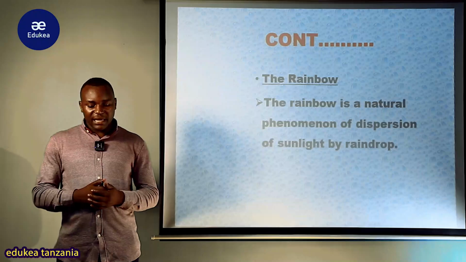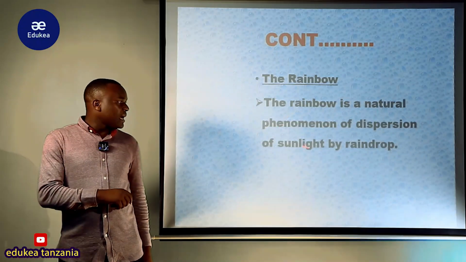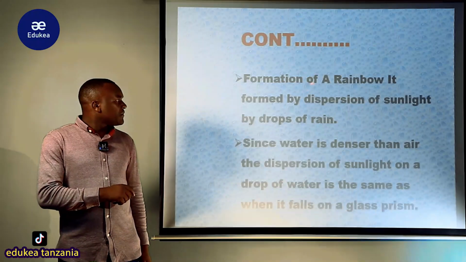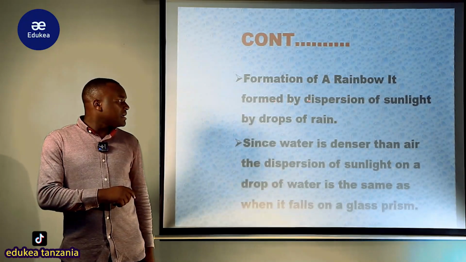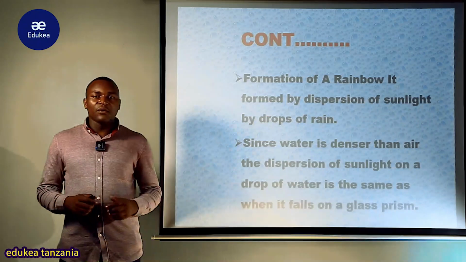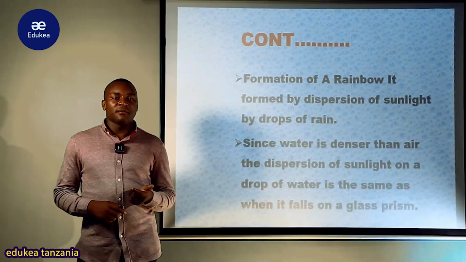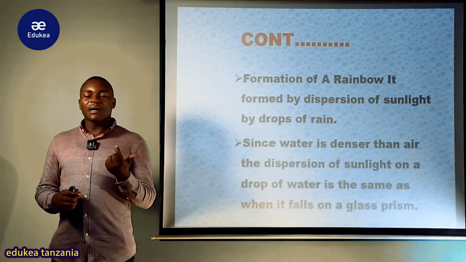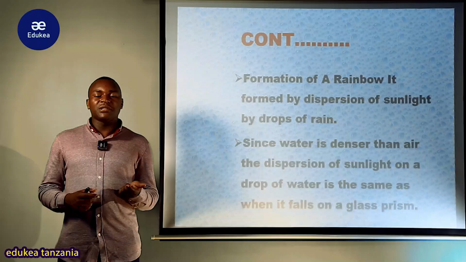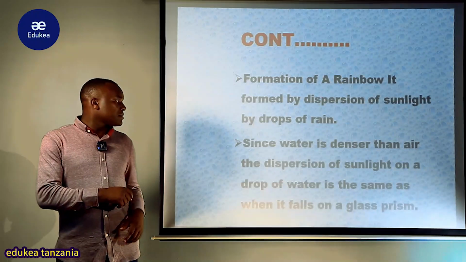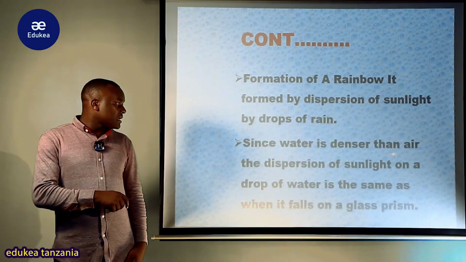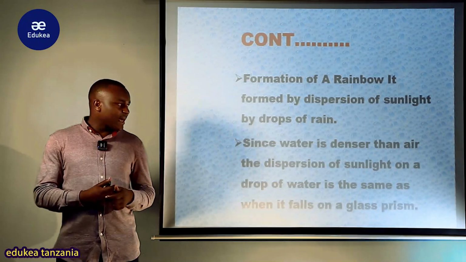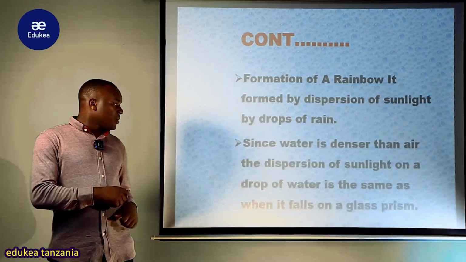When dispersion has occurred, what happens is that we will see colors. You say that the formation of a rainbow is formed by dispersion of sunlight by drops of rain. Those drops of rain are what cause the rainbow to exist. We say that since water is denser than air, that water is heavier than air, and air is lighter than water.